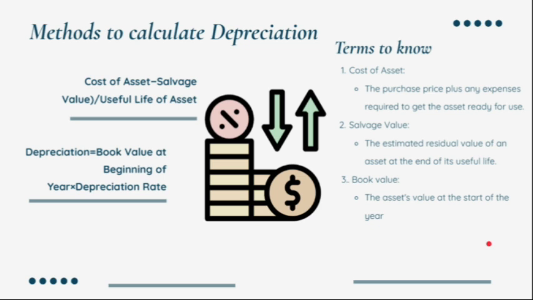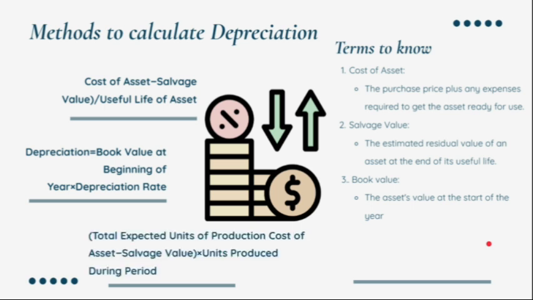We already know two of the methods used to calculate depreciation, which is the straight line method, the formula for that is the cost of asset minus the salvage value divided by the useful life. And we also know the reducing balance method, the formula for that is book value at beginning of year times depreciation rate. But another method we can use to calculate depreciation is the units of production method: the cost of asset minus salvage value, divided by total expected units of production, times units produced during period.